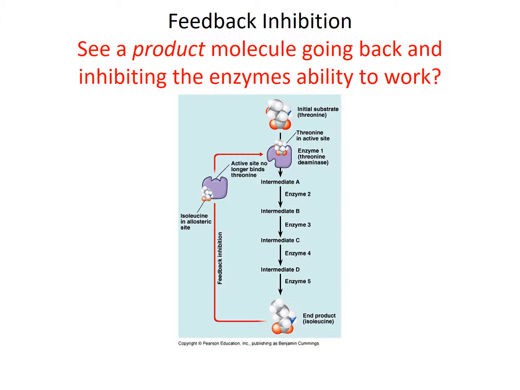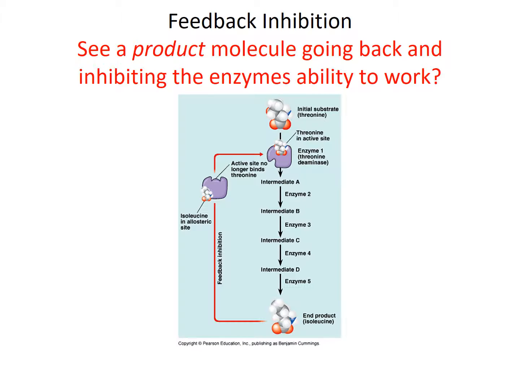Well, if there's a whole bunch of isoleucine in the cell, there's no need to make any more. So if there's extra isoleucine around, it will actually bind to an allosteric site. Allo means other, steric means site. So someplace other than the active site, and it's going to cause a shape change in the enzyme so it no longer can bind to threonine.